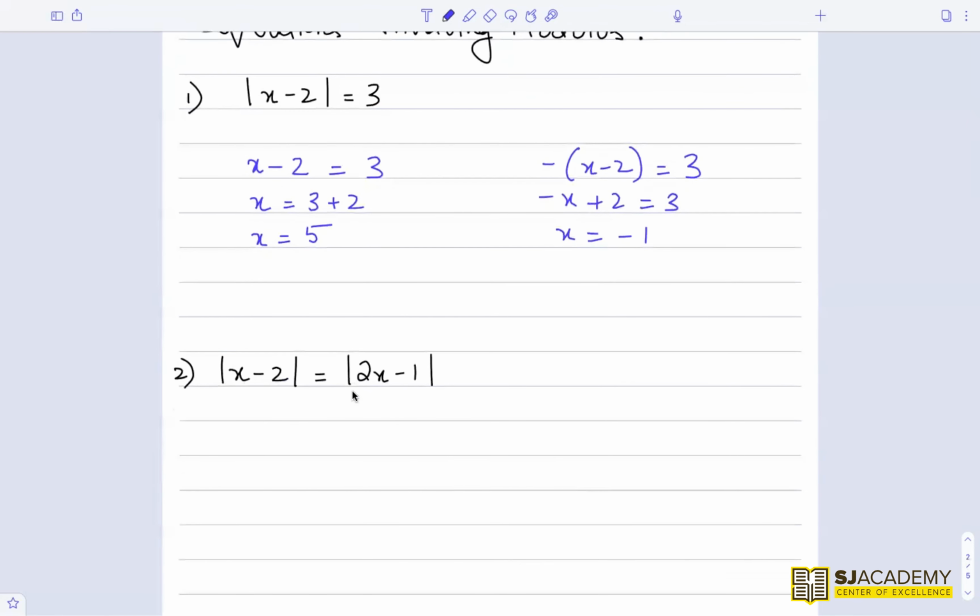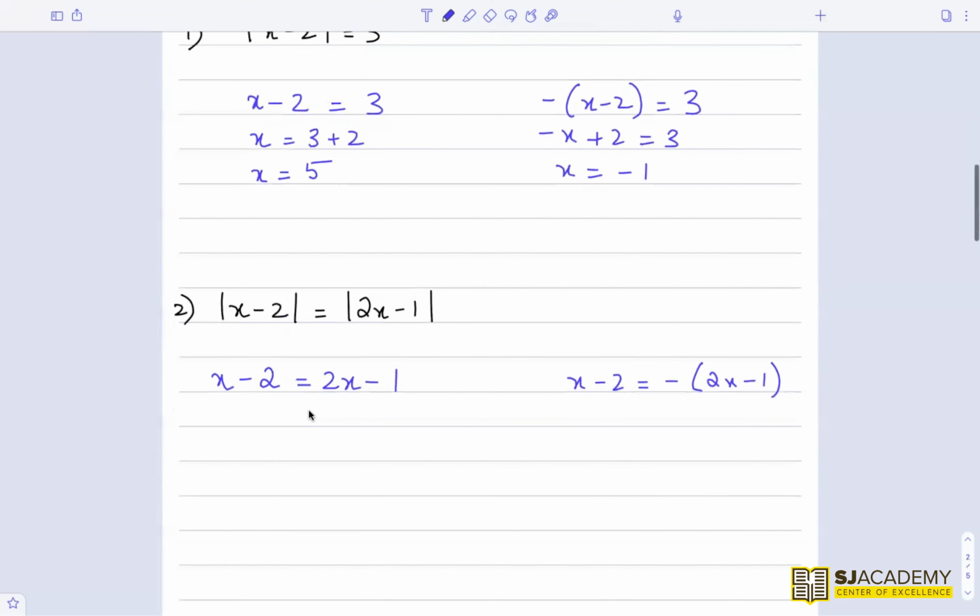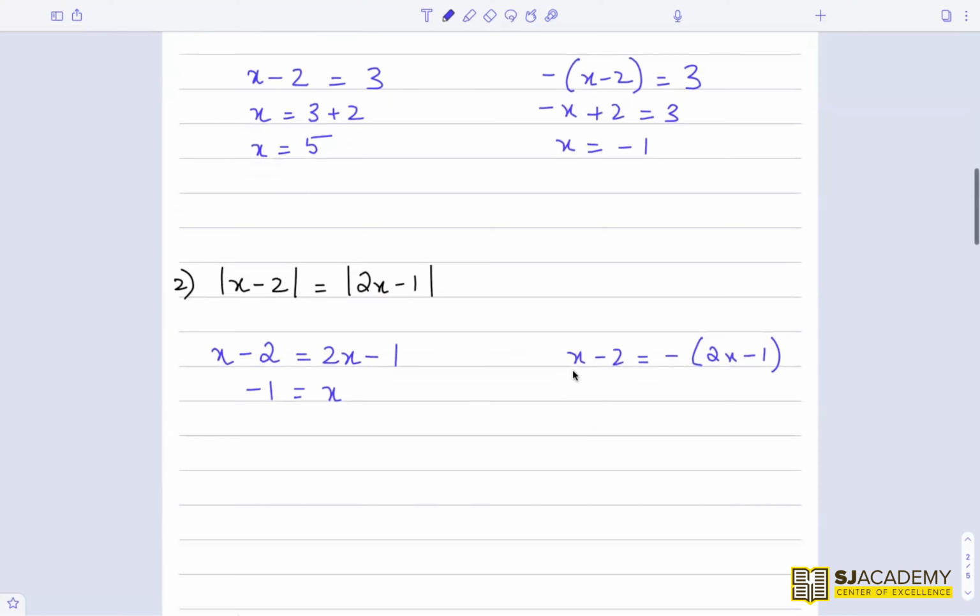In this equation, we can take either one of these expressions as positive and negative. So we can write this as x - 2 = 2x - 1, and x - 2 = -(2x - 1). Solving the first equation, we get x = -2 + 1, which is -1. And solving the second equation, we get -2x + 1, so this will become 3x = 3 and x = 1.